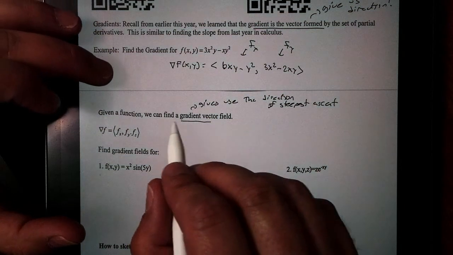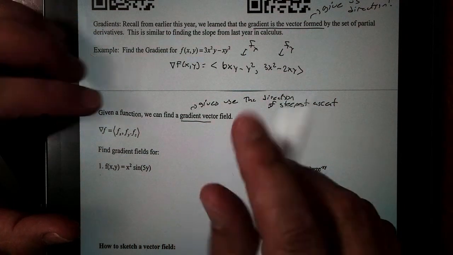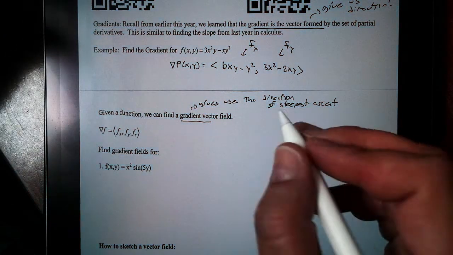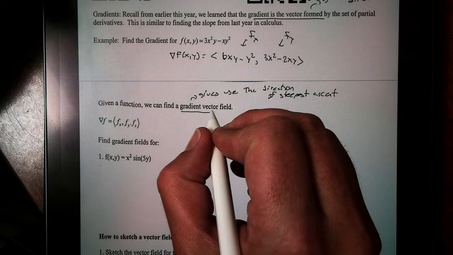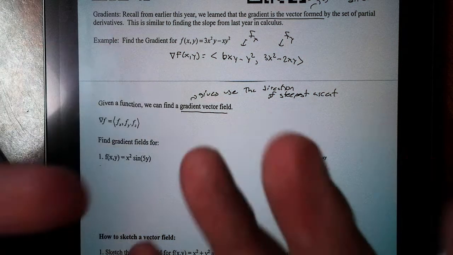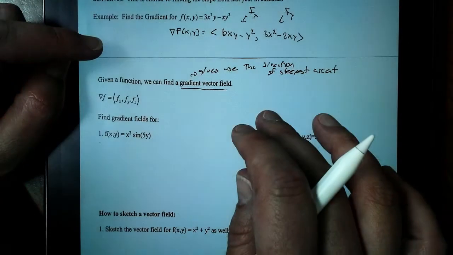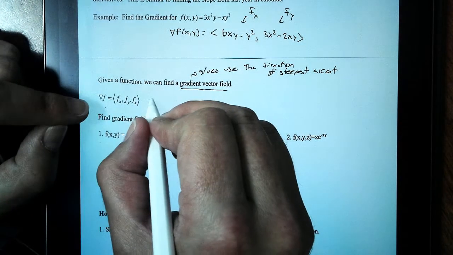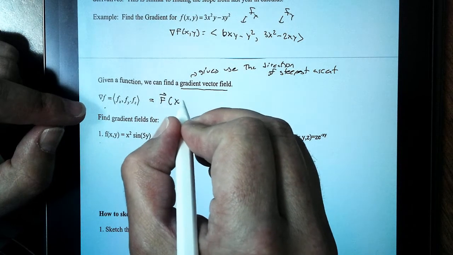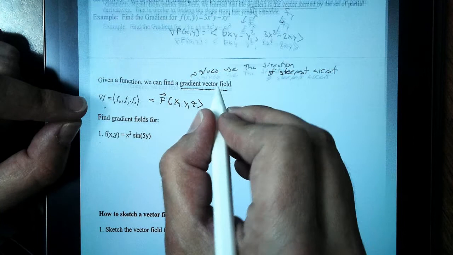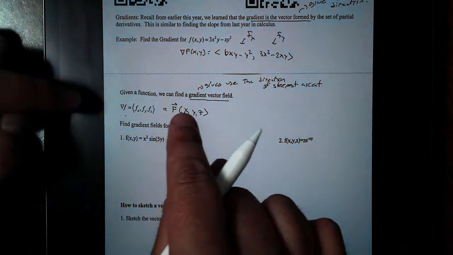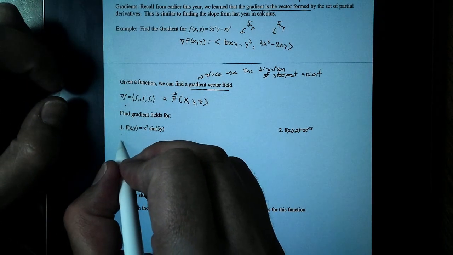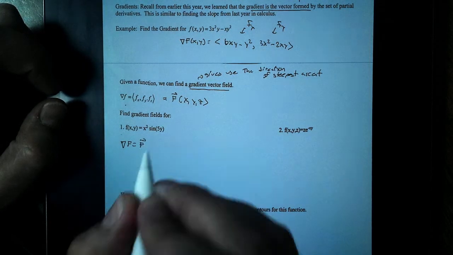So we want to find a gradient vector field. They want us to find the direction of steepest ascent and the vector field attached to that. And it's super easy. In this case, the gradient vector field is just the vector field that gives us the direction of steepest ascent. So it's not too hard to do. In other words, we're saying that the gradient will equal our vector field. That's what this means right here: the gradient vector field is the same as our vector field itself. So let's find the gradient fields for the following. My del f is the same as my gradient. That's what this is saying.